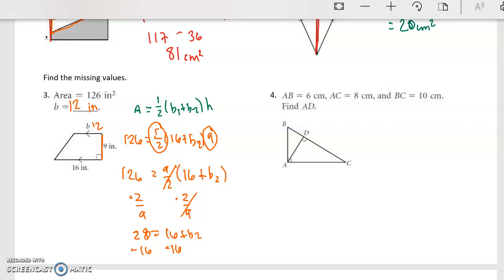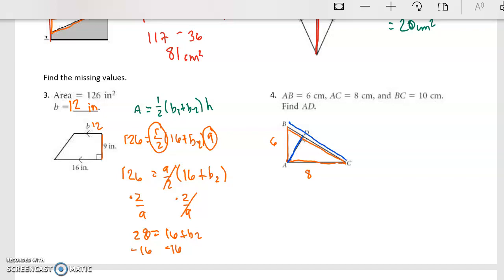Okay, for number 4. So this is kind of interesting. So we have a triangle, and it is a right triangle, triangle ABC, and AB is 6, and AC is 8. And we want to find segment AD. So segment AD is an altitude, right? It's from vertex A to side BC. And it's perpendicular to segment BC.